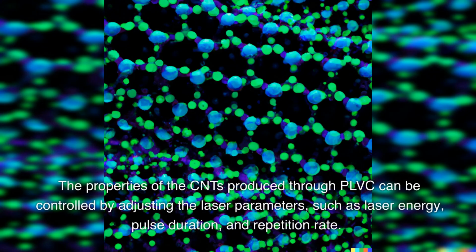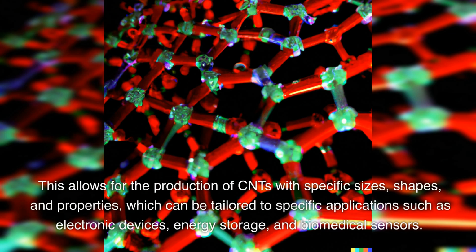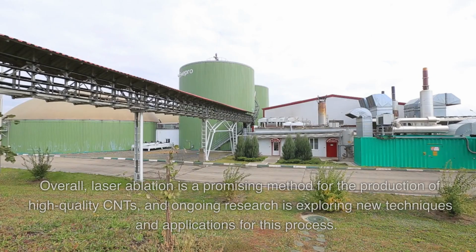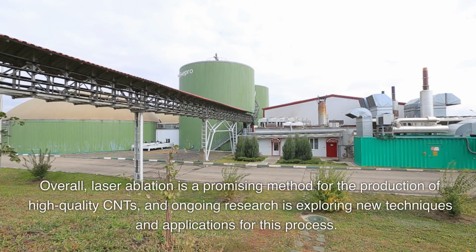The properties of the CNTs produced through PLVC can be controlled by adjusting the laser parameters, such as laser energy, pulse duration, and repetition rate. This allows for the production of CNTs with specific sizes, shapes, and properties, which can be tailored to specific applications such as electronic devices, energy storage, and biomedical sensors. Overall, laser ablation is a promising method for the production of high-quality CNTs, and ongoing research is exploring new techniques and applications for this process.